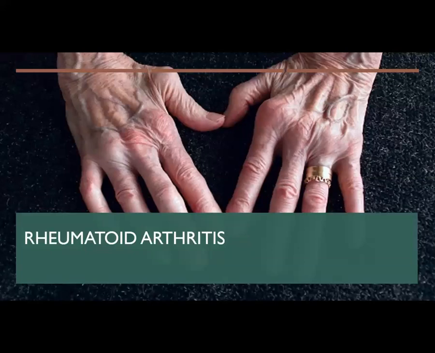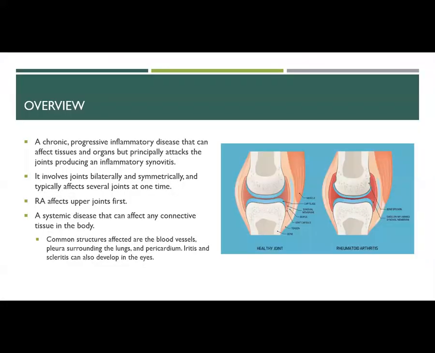So the next disorder we're going to talk about is rheumatoid arthritis. So rheumatoid arthritis is a chronic progressive inflammatory disease that can affect tissues and organs, but principally attacks the joints, producing an inflammatory synovitis. So it's mostly attacking, let me see here, this area here on the picture.